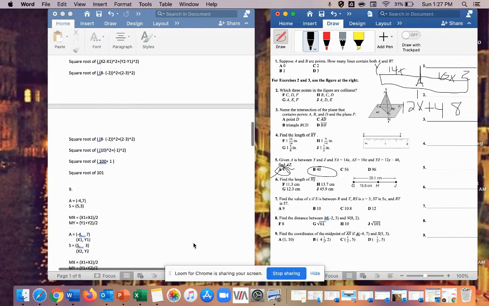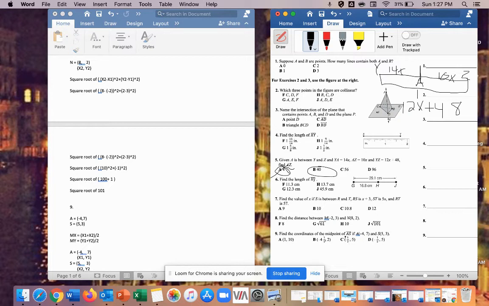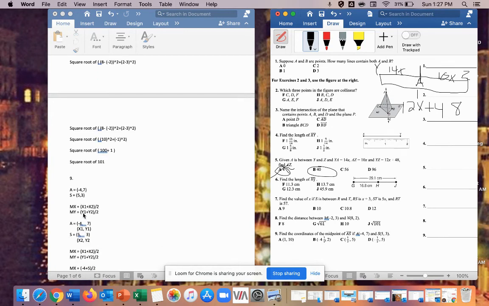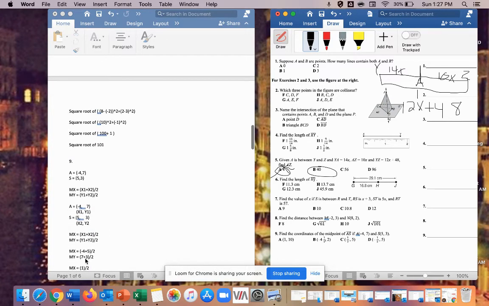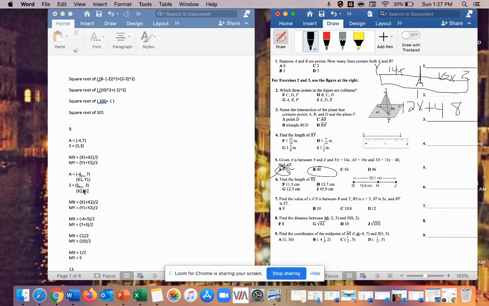Number 9, find the coordinates of the midpoint of AS if A is negative 4, 7 and S is 5, 3. Okay, so I copied my coordinates down, copied the midpoint formula: Mx equals x1 plus x2 divided by 2, My equals y1 plus y2 divided by 2. Then I labeled my coordinates x1, y1, x2, y2, copied the formula again, and plugged everything into the formula. My x1 is negative 4, my x2 is 5.